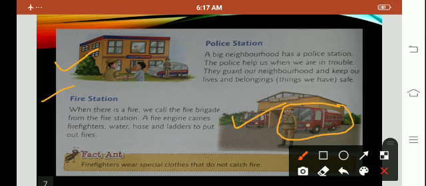Firefighters wear special clothes that do not catch fire. They have special clothes so that they can go into the fire. They can switch off gases and all electrical appliances. They have special clothes so that they do not get burnt. They save the lives of different people around us.